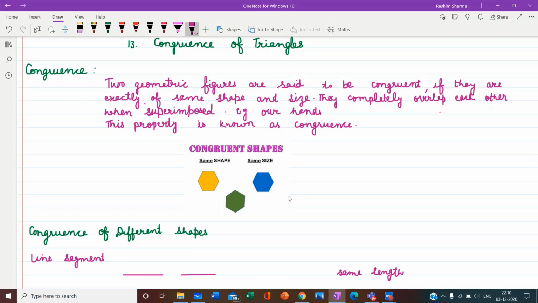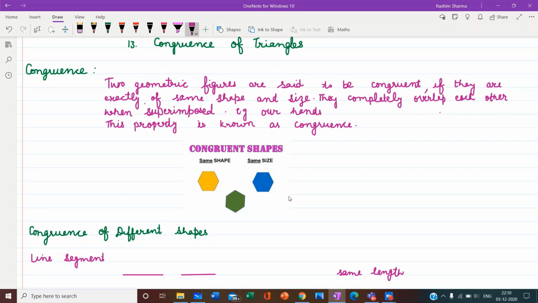Hello students. In today's mathematics class, we are going to start with chapter 13, congruence of triangles. First of all, let us understand what is congruence. Two geometric figures are said to be congruent if they are exactly of same shape and size. They completely overlap each other when superimposed.